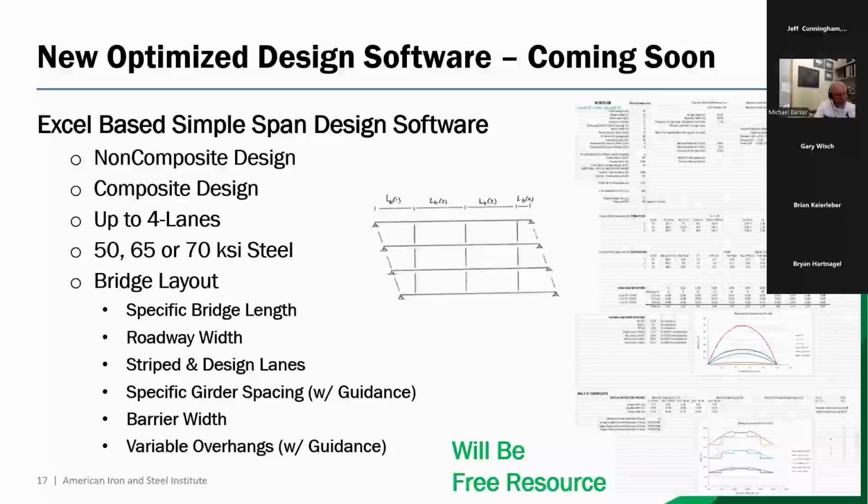It'll do up to 4 lanes. We can choose some of the higher strength steels that are coming out from our mills, but it is variable. Like for the bridge layout, you can have a specific bridge length that, you could have 55 feet instead of having to take the 60-foot in E-span. You can have your own roadway width, striped and design lanes, and specific girder spacings that are not multiples of foot and half foot, your own barrier widths and variable overhangs. And there's guidance with this as you're doing that. And of course, this will be a free resource when it comes out on the shortspansteelbridges.org website also.